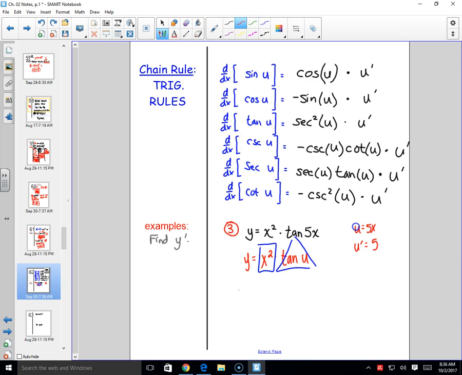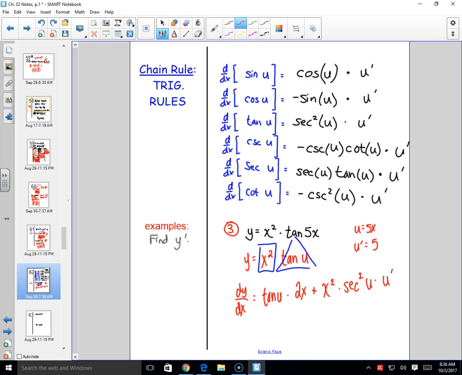So, you guys caught up? Is it okay if I go? We have a first times a second. We have the u's identified. What is the product rule? Second d first, plus first d second. Okay, so pause. Second would be tangent, right? D first, what's the derivative of x squared? 2x. Plus first, d second, which is secant squared of u times u prime.